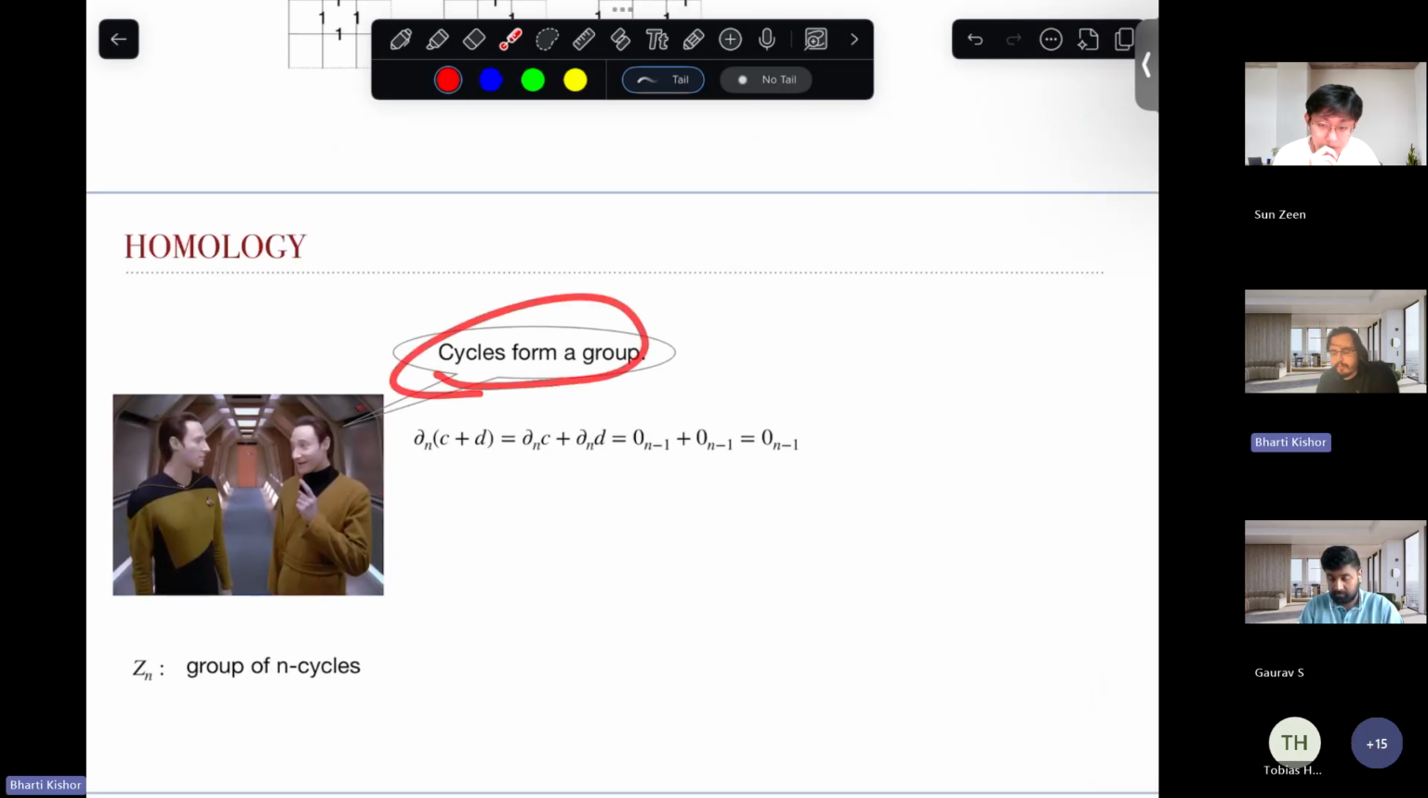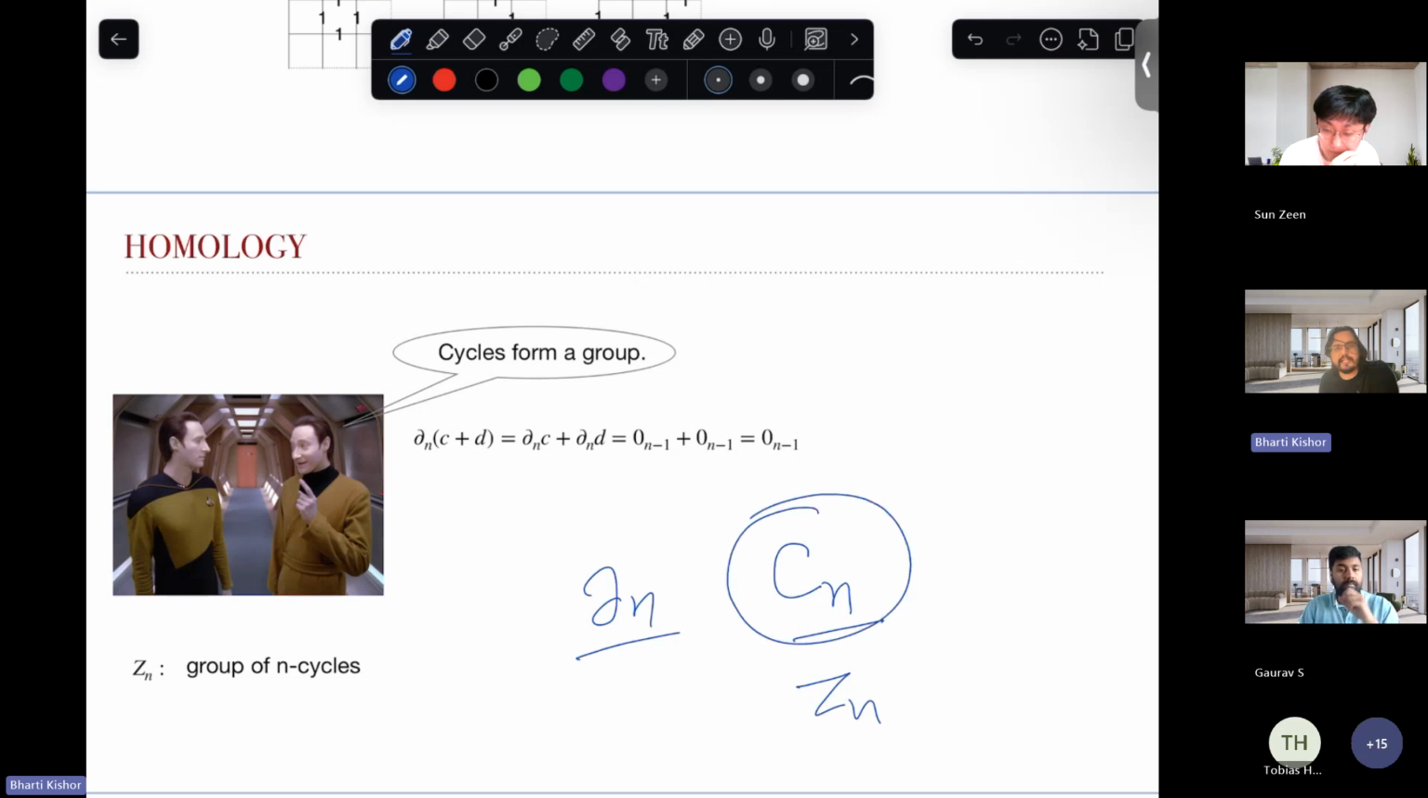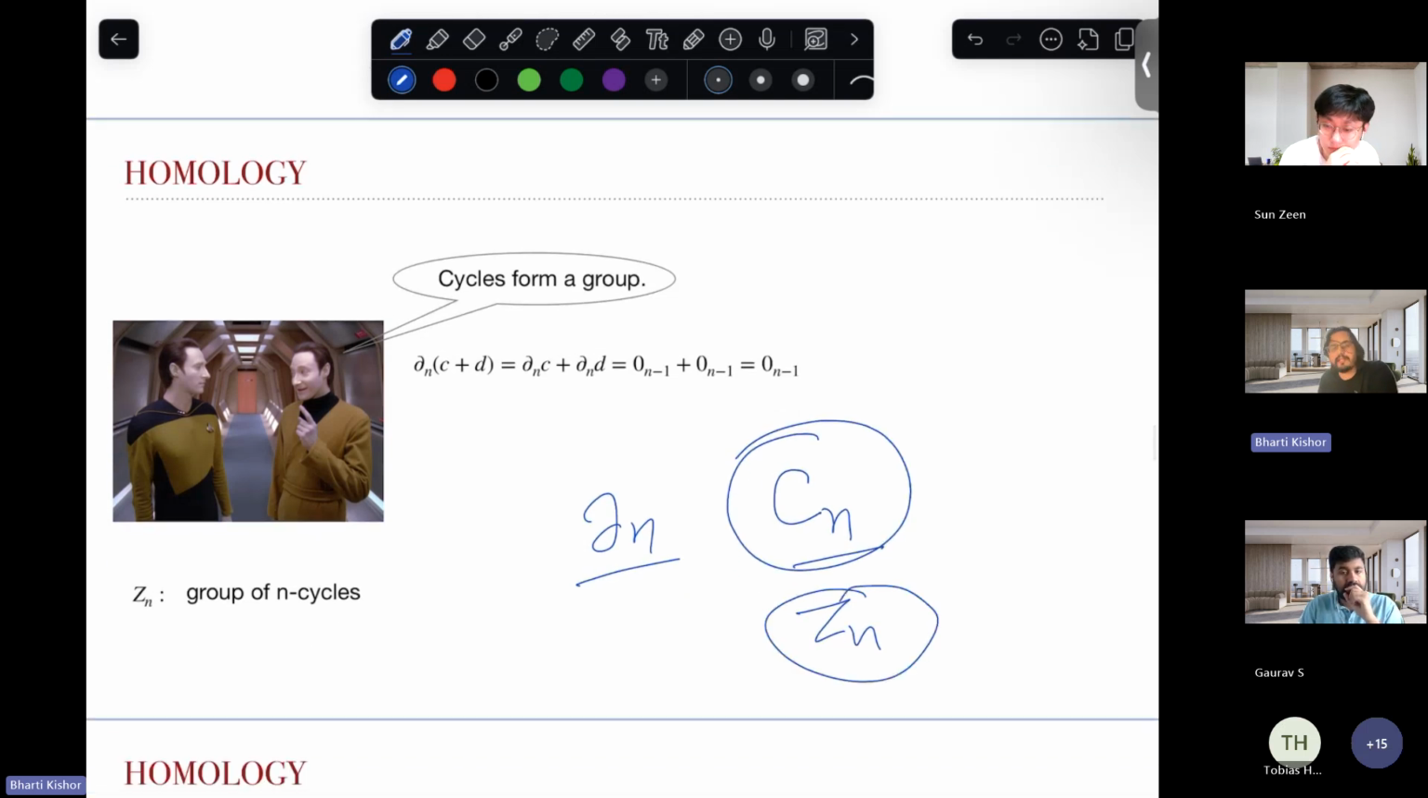So cycles form a group. Let's say delta n C is 0 and delta n D is 0, then delta n of C plus D is also 0. And you can check all the properties. So you can come up with a group called the group of n cycles. So we have a map delta n, we have a group Cn, and we have a group Zn. Cn is a group of chains, Zn is a group of cycles, and delta n is a map. And we will tie these things together. The final thing is coming.